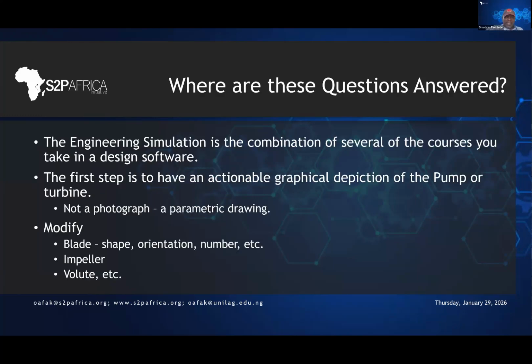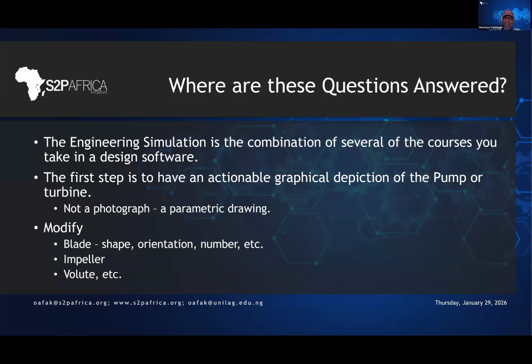Where are these questions answered? The engineering simulation is a combination of several courses you take in design. They are combined in software. It can be mechanics of fluids, mechanics of solids, thermodynamics, heat transfer. All those things are combined in design software.